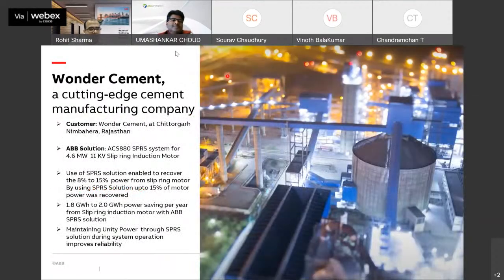Here we have an internal accomplishment also: the SPRS which we have supplied to one of our esteemed customers, Wonder Cement, on the preheater fan of a 4.6 megawatt motor, 11 kV system. The SPRS is recovering approximately 8 to 15% of the motor capacity, which is near around 1.8 to 2 gigawatt per year from the slip ring induction motor. And it is maintaining unity power factor due to its own equipment.